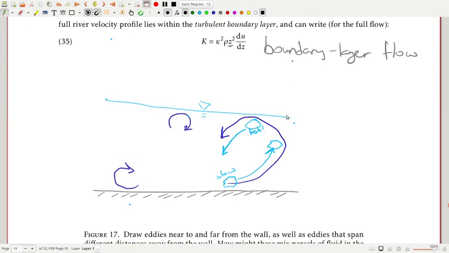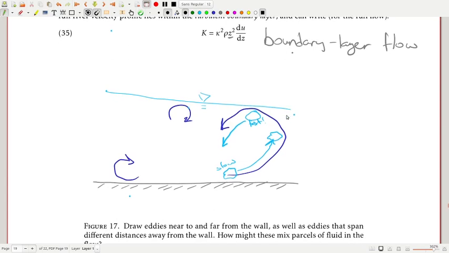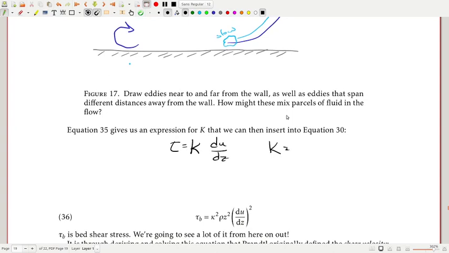And remember, I told you earlier that we are squaring von Karman's constant purely as a matter of convenience, and that convenience is about to be realized. Density, elevation squared above the bed, where that elevation above the bed again is this L, this length scale, this diameter of the eddies, du dz. So we have kappa squared rho z squared du dz.